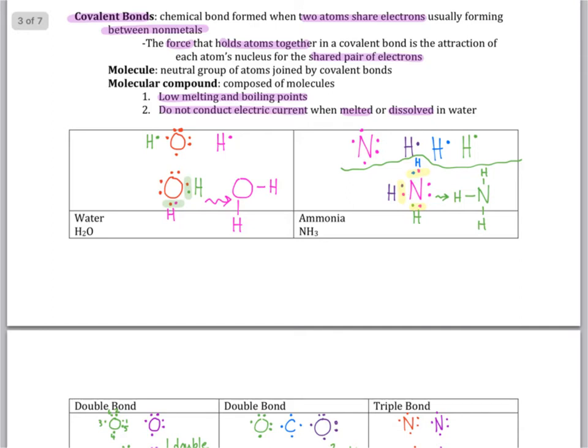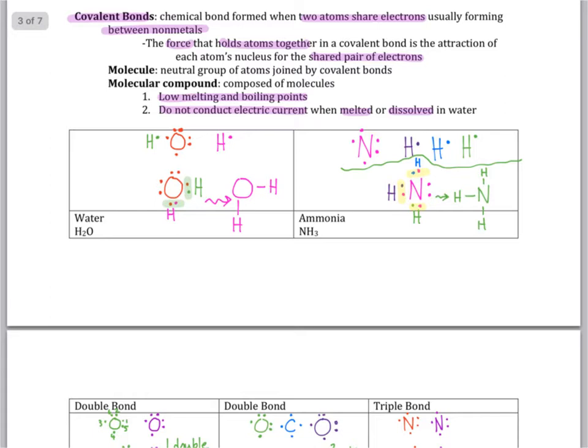The next type of bond that we will discuss are covalent bonds. Covalent bonds are chemical bonds that are formed when two atoms share electrons, and this usually occurs between nonmetals. The force that holds these atoms together is the attraction of the atom's nucleus for the shared pair of electrons. So unlike ionic bonding, in covalent bonding, electrons are not transferred, they're not given or received, they are shared.